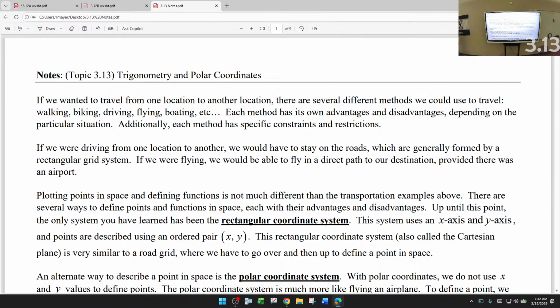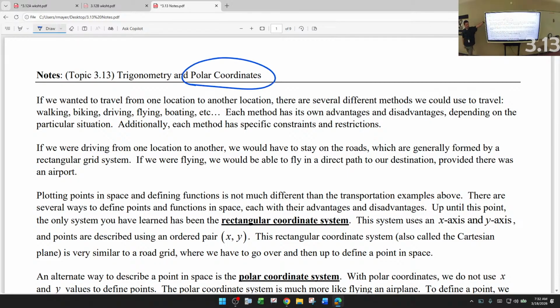Okay, I think this is not too difficult, but it's just something that's new to you guys. It's something you've never seen before. So other than that, it's not difficult. It's just something you haven't seen before. So we're going to talk about polar coordinates.